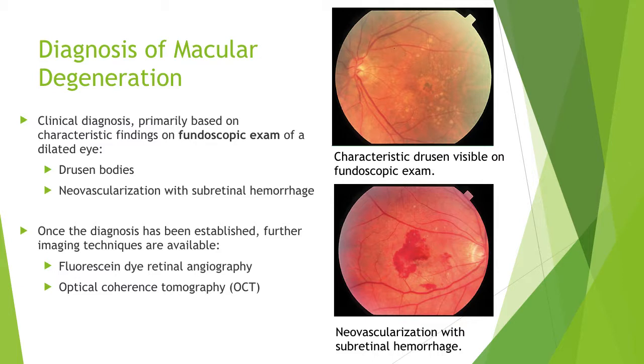Once the diagnosis has been established, there are more detailed imaging techniques available to help stage disease and direct further treatment. Particularly for wet macular degeneration, you can use fluorescein dye that can be injected into the retinal vessels and then conduct an angiogram. Newly formed aberrant vasculature will leak the fluorescein dye while normal vasculature will not, which can help to confirm or identify where neovascularization has occurred. Optical coherence tomography, OCT, can be used to provide cross-sectional images of the retina, which can allow providers to identify and stage the anatomic burden of the disease and direct further treatment.